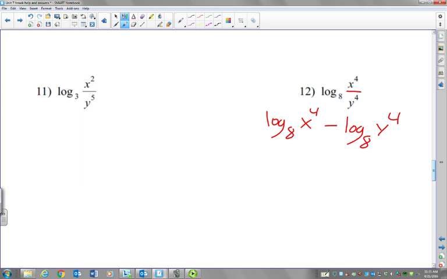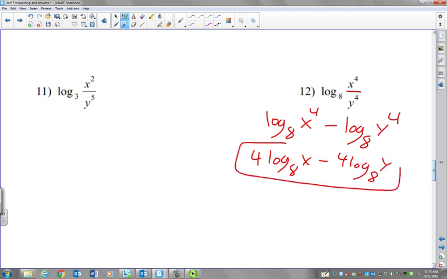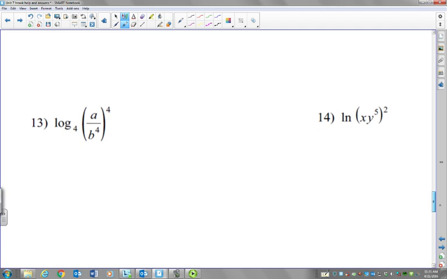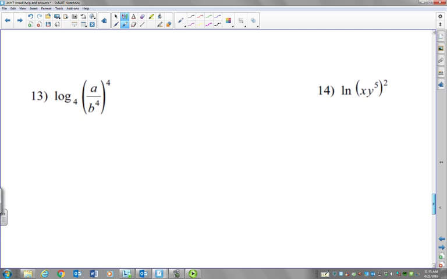And then we just want to put the exponents in the front. And then we're done. So 4 log base 8x minus 4 log base 8y. Bam! So that's how we do number 12, and it's very similar to number 11. So hopefully you're getting this here. Those look pretty similar.